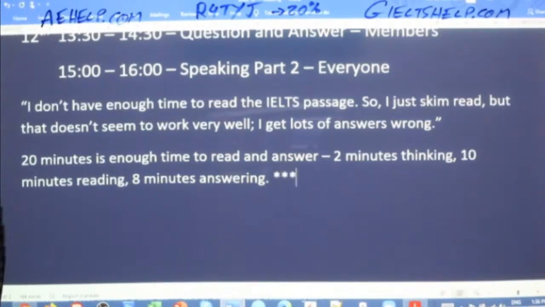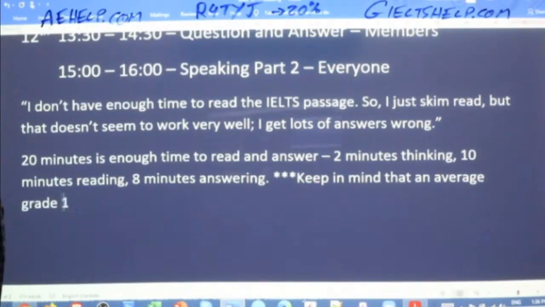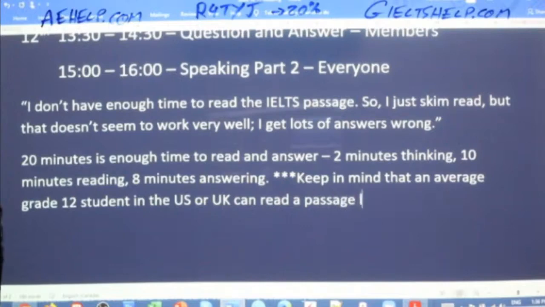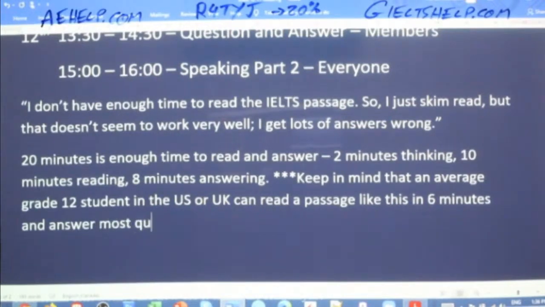Okay, keep this in mind. So keep in mind that an average grade 12 student in the US or UK can read a passage like this in 6 minutes and answer most questions correctly. Okay.